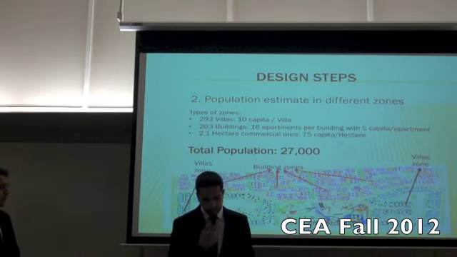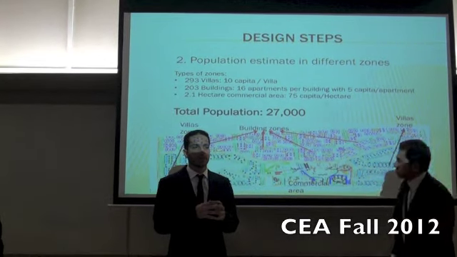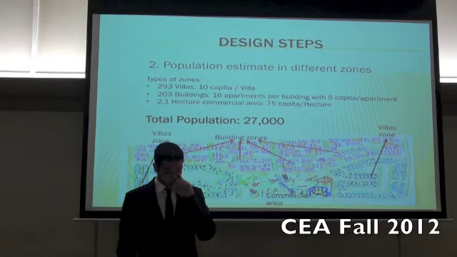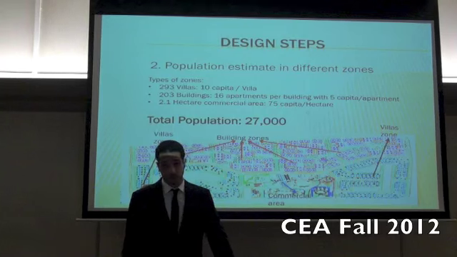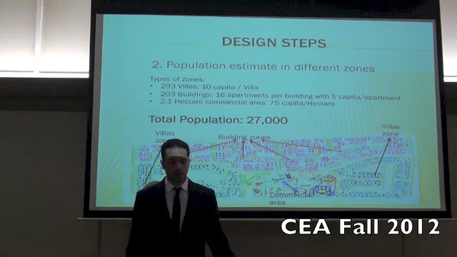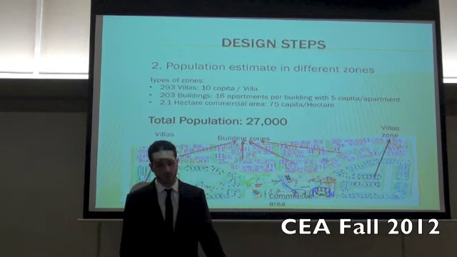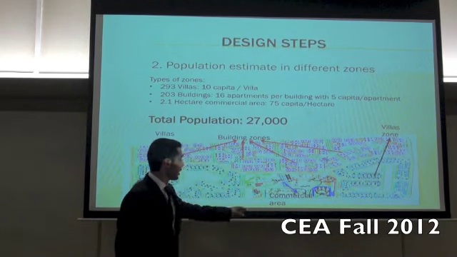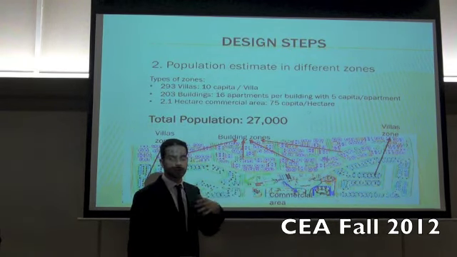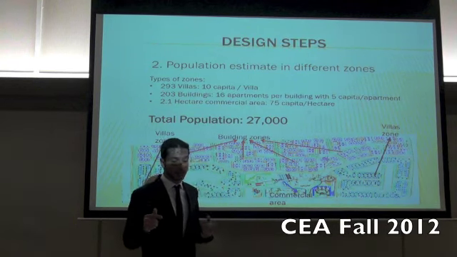The second design step is to estimate the population in the complex, because we need to estimate the total demand for fresh water. For the complex, we have 293 villas, assuming 10 capita per villa according to the code, and 203 buildings with 16 apartments per building, with an assumption of 5 capita per apartment. And of course, a commercial area, estimated in terms of population according to the code, which gives us 75 capita per hectare for commercial area.